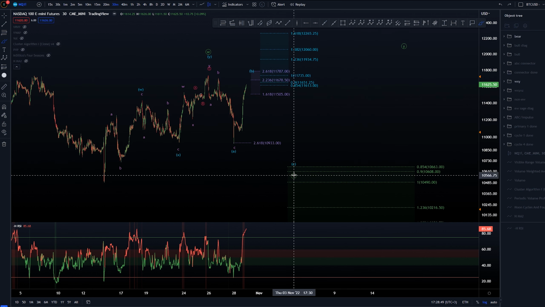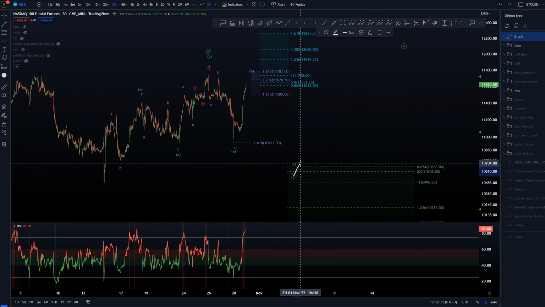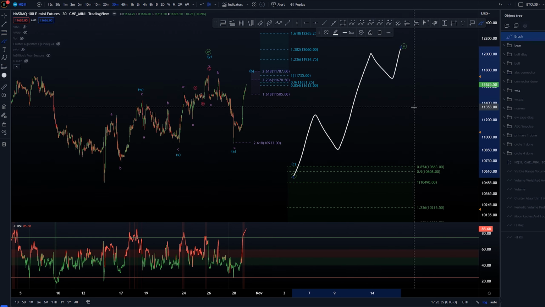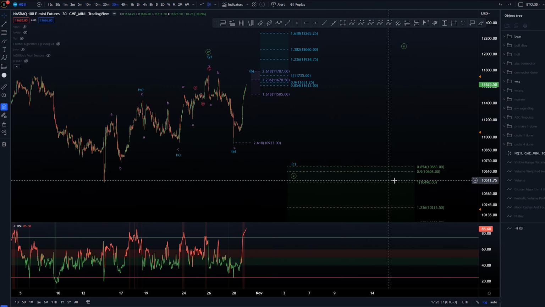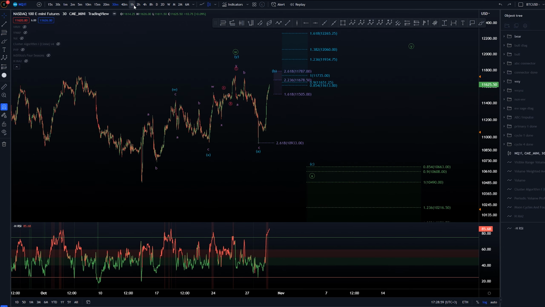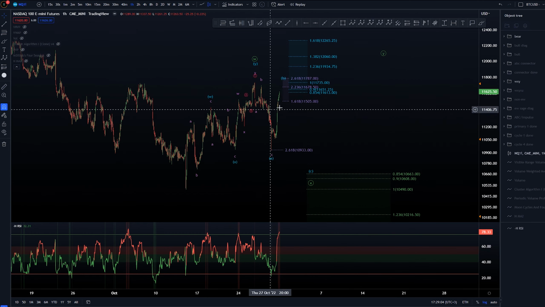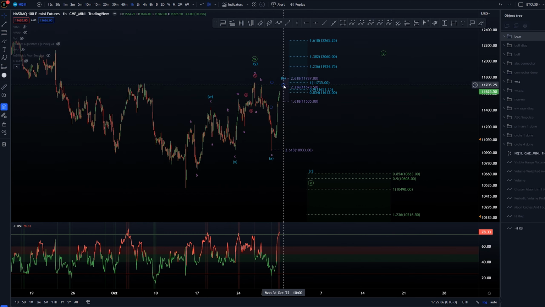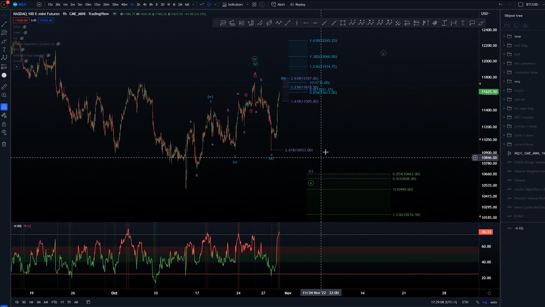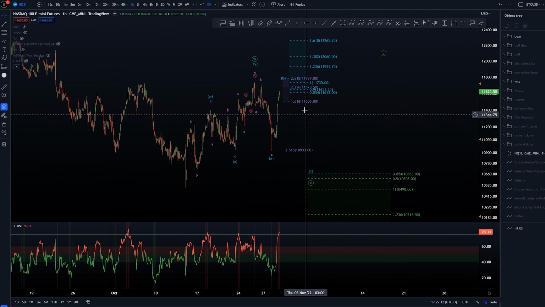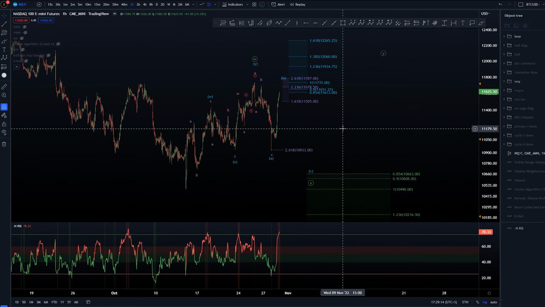The only differentiation between these two is that on WXY we are expecting a three-wave structure, on ABC we would be expecting a five-wave structure over these lows. So I feel like those are all the scenarios I am expecting as next week starts. It's most likely going to be a choppy area here before a direction is found, but until then I'll keep you posted on the options. But for now, I think that is pretty much everything I wanted to share.